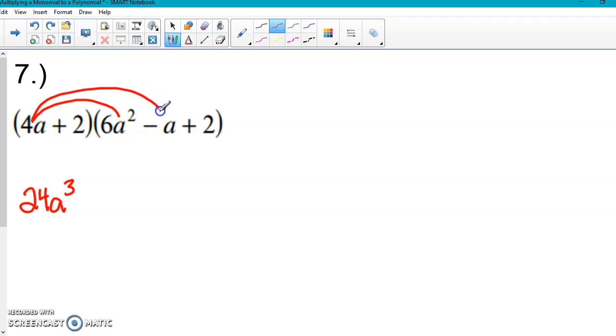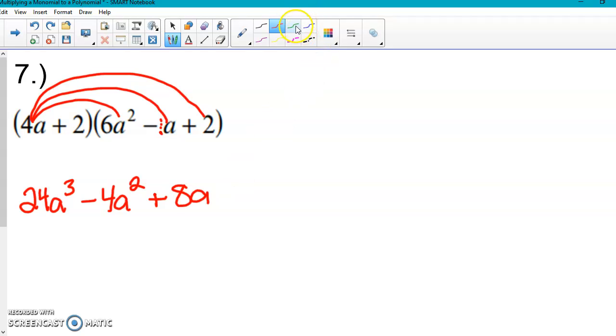Okay, 4a times negative a. So let's talk about the negative a. He actually does have a coefficient in front of him. Remember, a coefficient is the number in front of a variable. I just can't see it. It's an understood 1 right there. So if I'm multiplying 4 times the coefficient of negative 1, that gets me negative 4. And then a times a would be a squared. Okay, and then lastly, the 4a goes to the 2. So 4 times 2 gets me an 8, and then I didn't have another a to multiply, so I keep him.